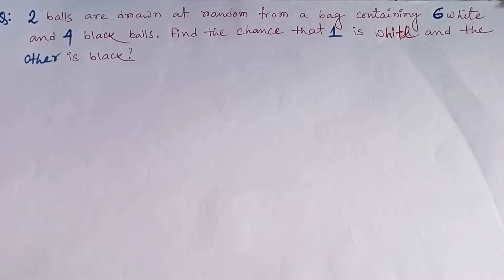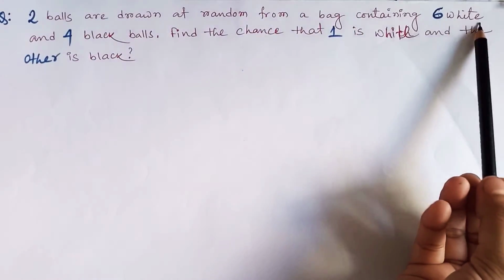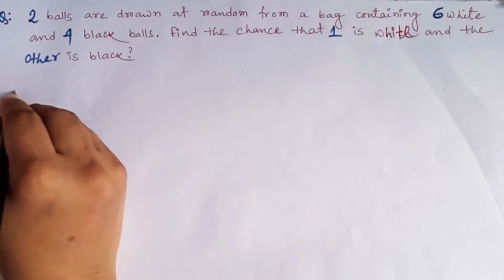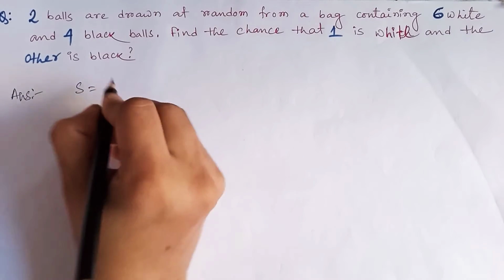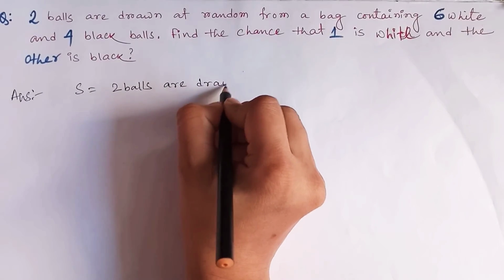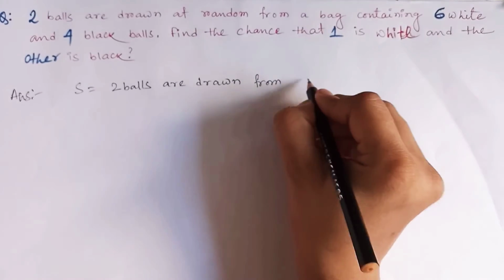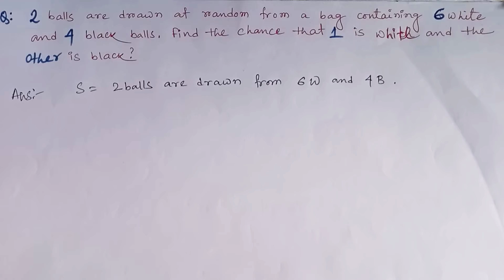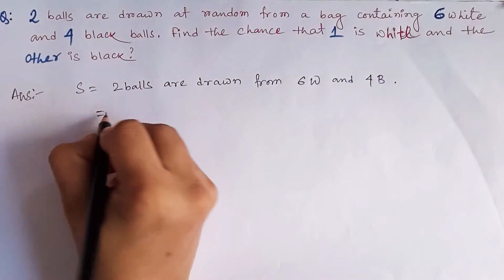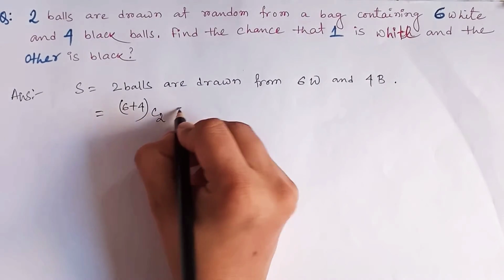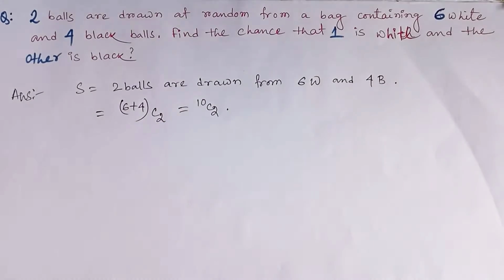Come to the second question. 2 balls are drawn at random from a bag containing 6 white and 4 black balls. Find the chance that one is white and the other is black. So here S is equal to 2 balls are drawn from 6 white and 4 black, right? So we can select 2 balls out of 6 plus 4, in 6 plus 4 C2 ways, that means 10C2 ways, because drawn means selecting.